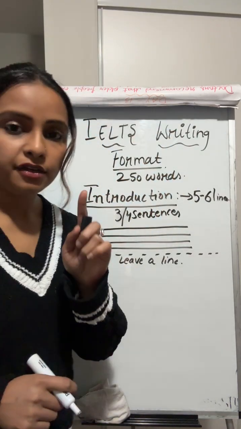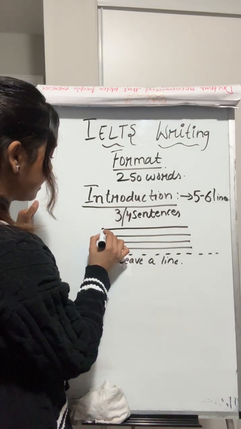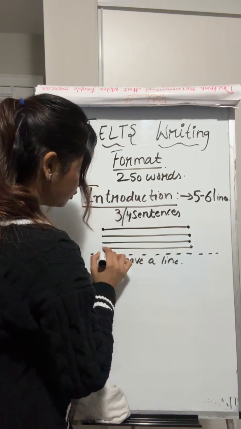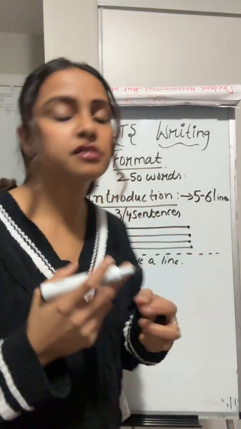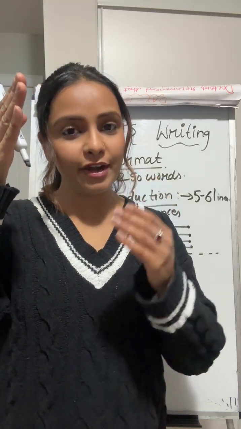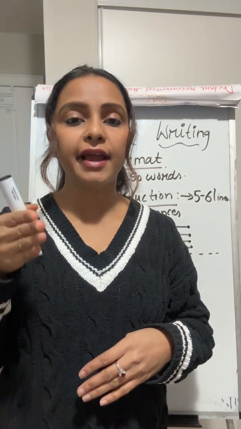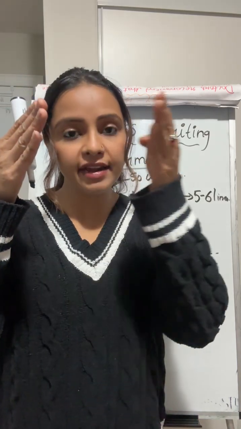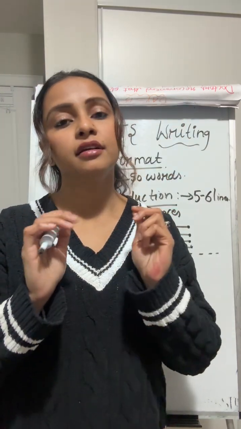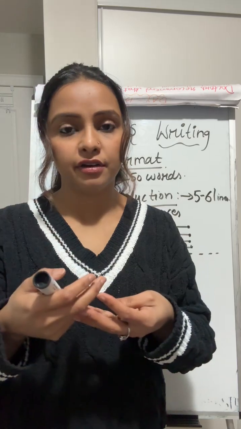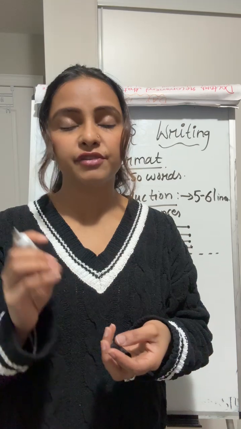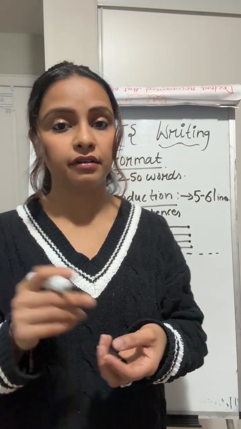So every line should start from the same corner and should end at the same point. It should not be messy. You must have seen articles, newspapers, magazines. The point from where the first line is starting, every line should start from the same point and should end at the same point. It should be clean so that the examiner can love what you have written. He should love reading what you have written, because if it's messy, it's very difficult to understand the content.